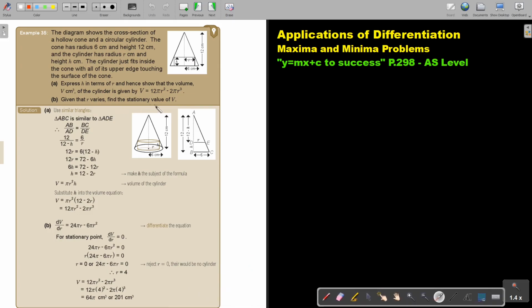And then, find the value of V. So now I just take this value of r and substitute it in my V, and I get, you can keep it in terms of pi, 64 pi, or 3 significant figures, 201 cubic centimeters.